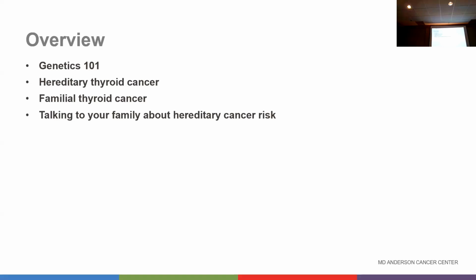I'll talk about some different genetic syndromes that are associated with thyroid cancer, as well as an entity called familial thyroid cancer, which you'll see is slightly different. And then we'll talk through some topics about how to talk with family about hereditary risk. And I invite anyone to share as we go along if you have specific questions about your family, or if there's anything that you'd like to talk about specific to your family. I'm happy to do that.